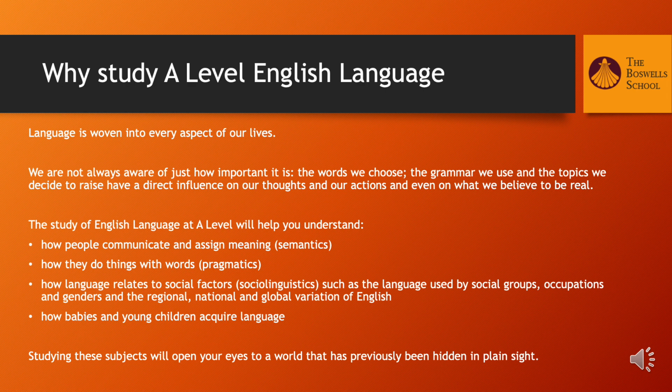The words we choose, the grammar we use, the topics we decide to talk about have a direct influence on our thoughts, our actions, and what we believe to be real. The study of A-level English language will help you understand how people communicate and assign meaning, how they do things with words, or how language relates to social factors, such as the language used by social groups, occupations and genders, and the regional, national and global variation of English, as well as the way in which babies and young children acquire language. Studying these subjects will open your eyes to a world that has previously been hidden from you.